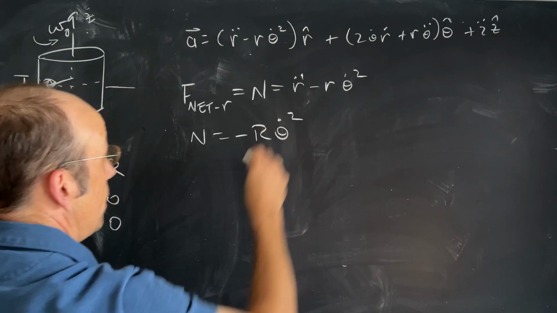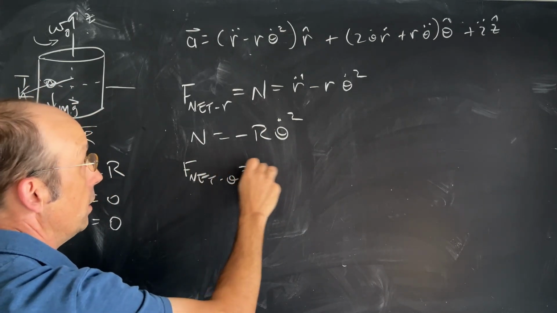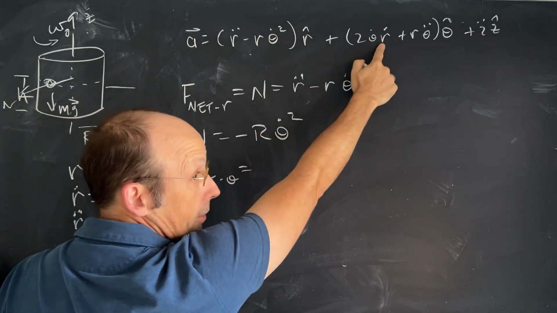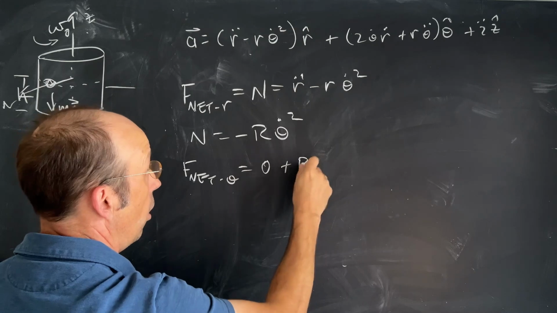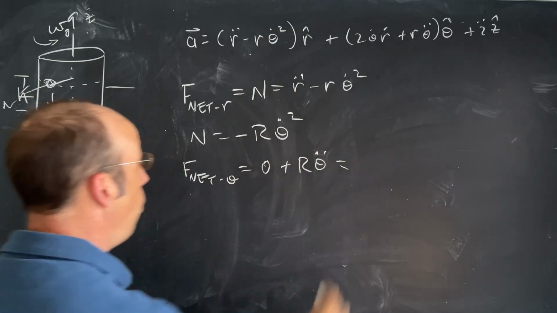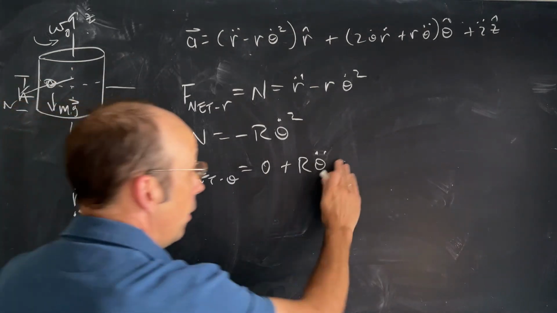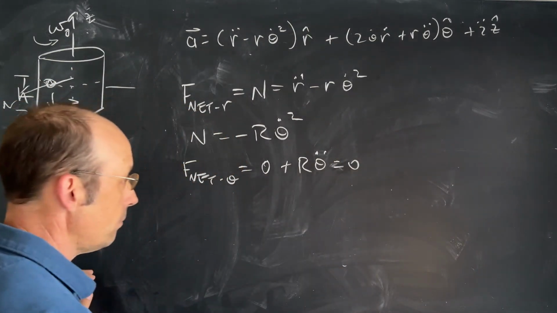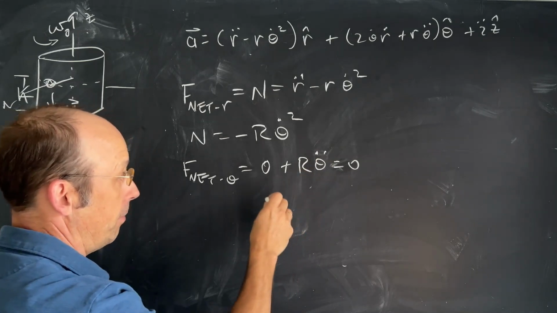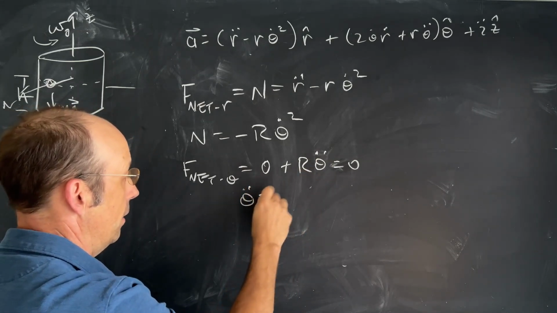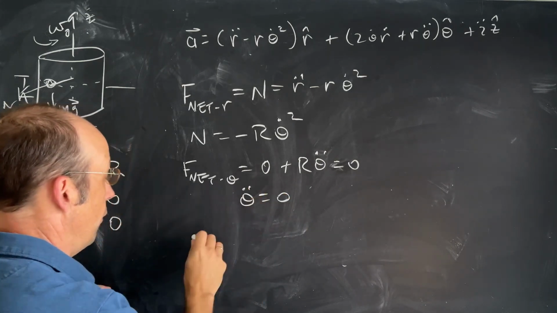Now let's look at the theta hat direction. F net in the theta direction is going to be, again, r dot is 0, so it's going to be 0 plus R theta double dot. And what forces are in the theta hat direction pushing it around the cylinder? There are none. So this is equal to 0. And here I have theta double dot. I can divide both sides by R. I get theta double dot is equal to 0. We're going to solve that equation, but let's first look at the z direction.